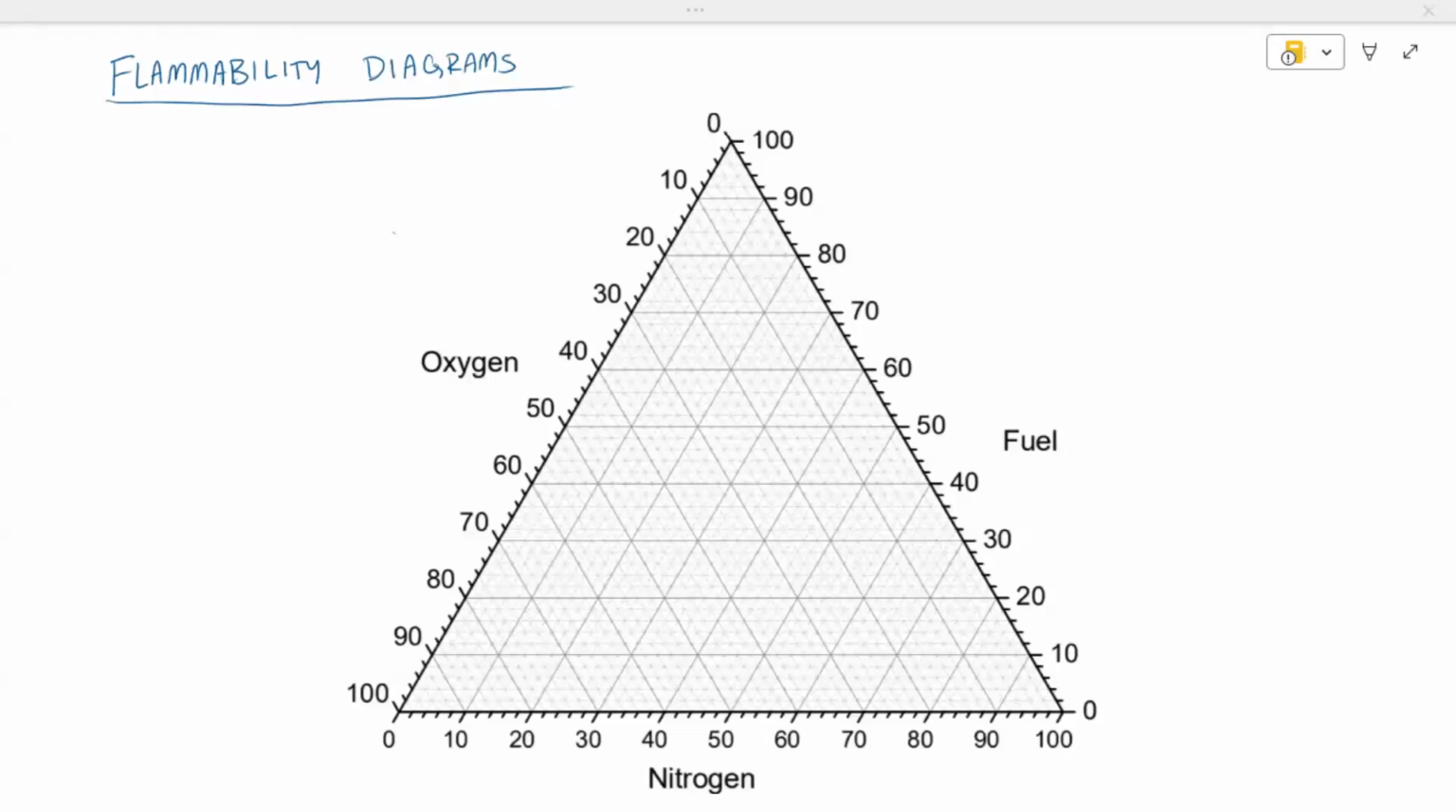Welcome to Chemical Process Safety. In this video, I'm going to show you how to use a flammability diagram, and this is going to be important for how we try to avoid flammable mixtures.